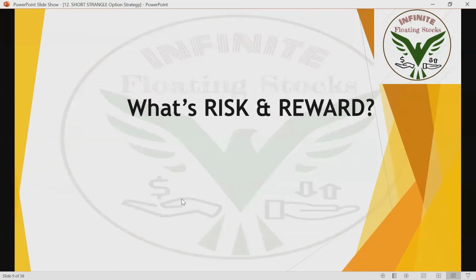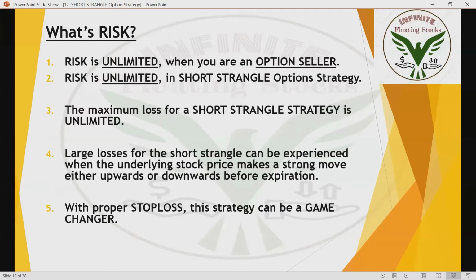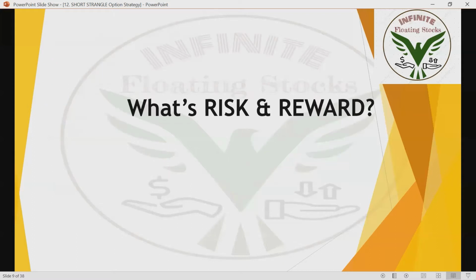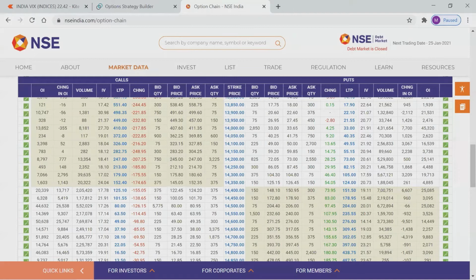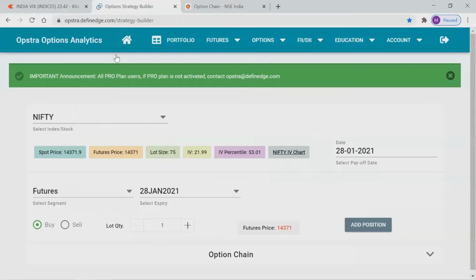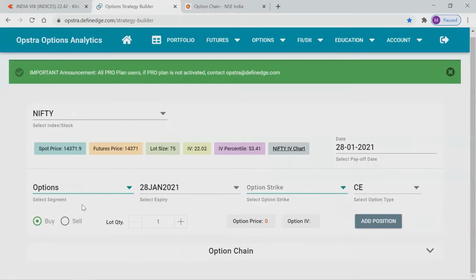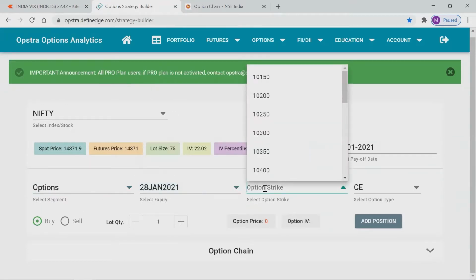Now, what's the risk and what's the reward? Pretty simple. Before that, let's get on to payoff charts. I'll be explaining payoff charts so that you get a clear idea about the risk and reward. So imagine that we are dealing with Nifty, and let me select options here. Let me select the nearest expiry. Then what I need to be doing? I need to be shorting the out of the money call option and out of the money put option.